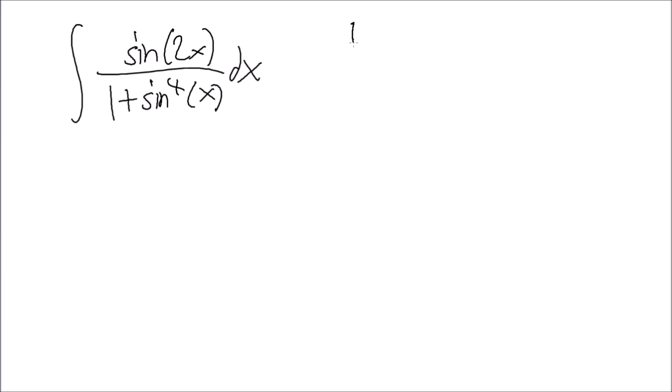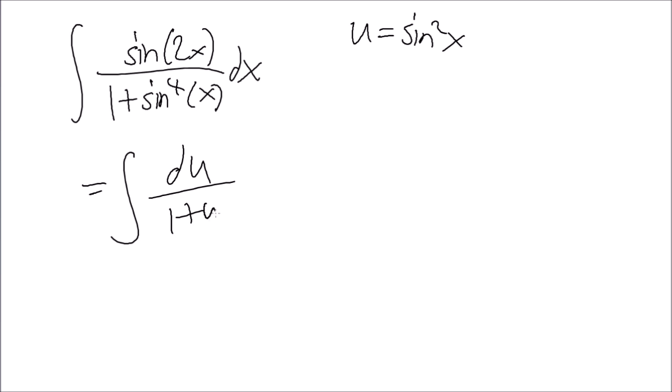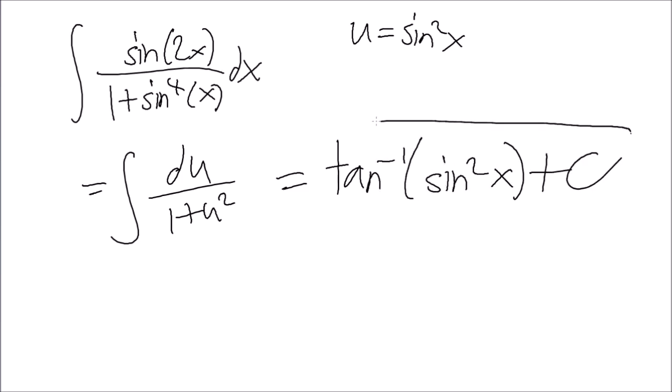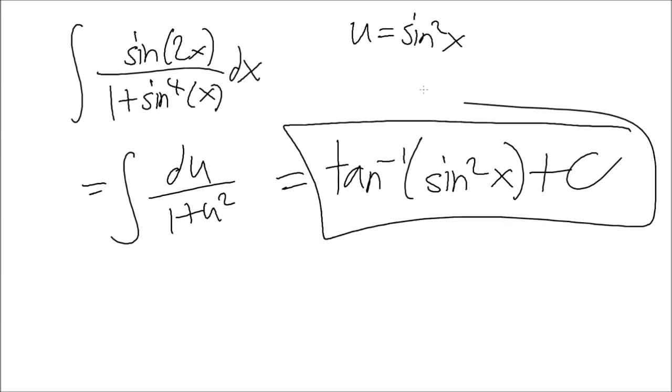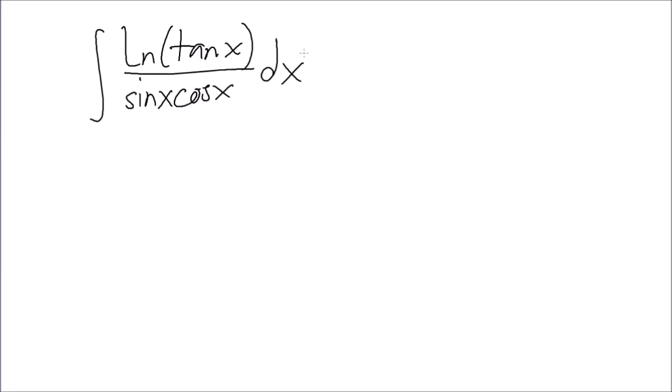So let u equal sine squared, right? Then du is going to take care of this sine 2x, and we're just going to be left with 1 over 1 plus u squared. And of course, this is just simply inverse tangent of sine squared. And we are done. And that is it.